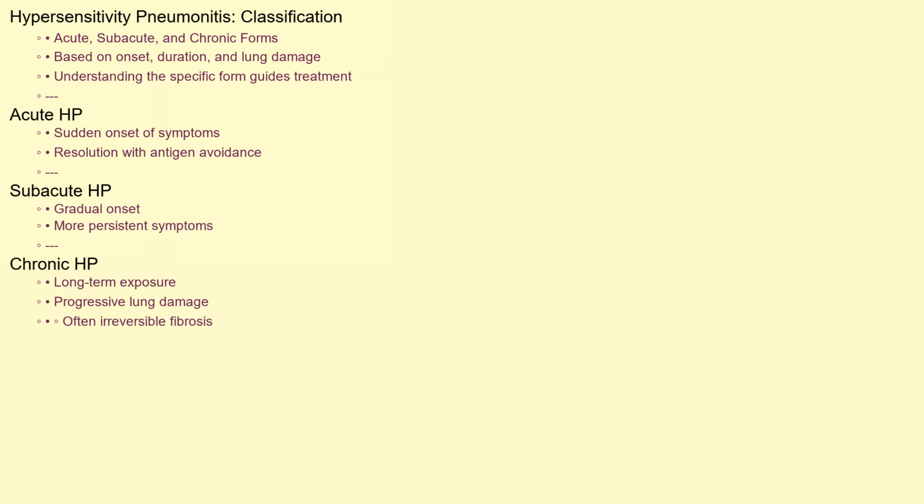Acute HP is characterized by sudden onset and resolution of symptoms with avoidance of the antigen. Subacute HP has a more gradual onset and may lead to more persistent symptoms. Chronic HP is characterized by long exposure and progressive lung damage, often leading to irreversible fibrosis. Understanding the specific form of HP is important for determining the appropriate treatment strategy.